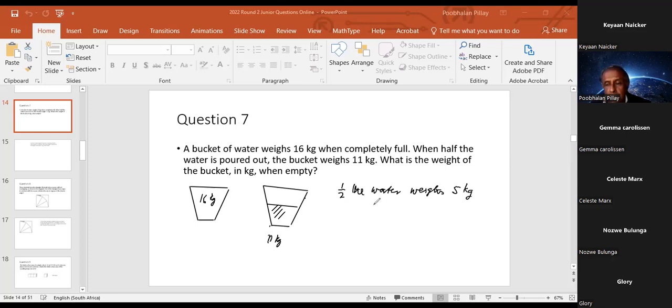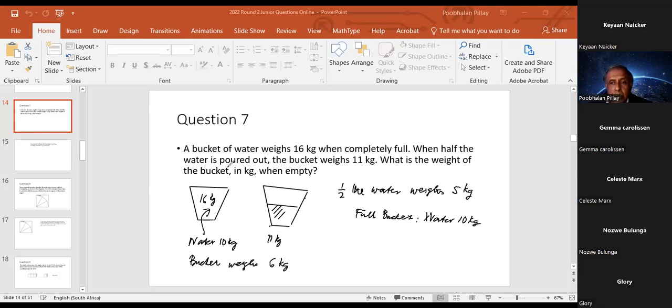So the full water would have been 10. Full bucket, the water would be 10. So in this scenario here, the water is 10. So that tells you straight away that the weight of the bucket is 6 kgs.